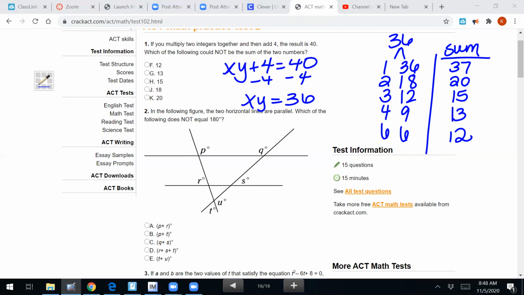So it says which one cannot be a sum. So 12 is, 13 is, 15 is, and 20 is. The only one that is not a sum is 18. So 18 is your answer.